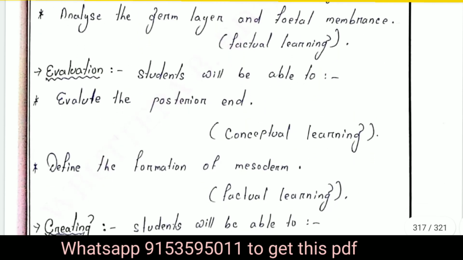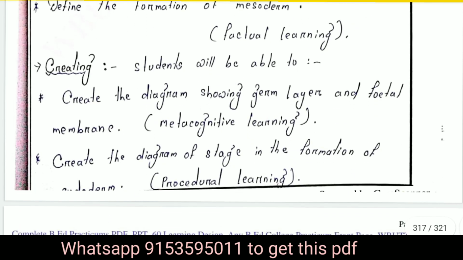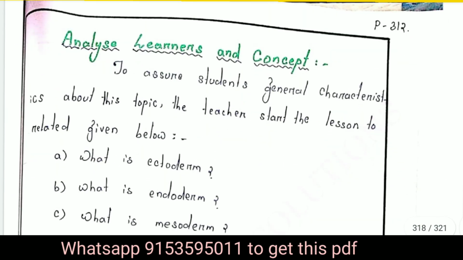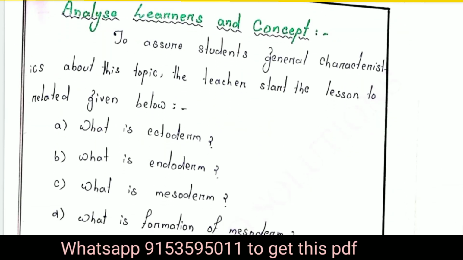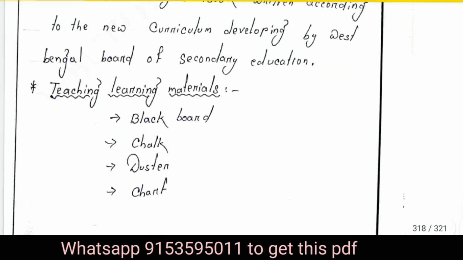Evaluating. Student will be able to evaluate the posterior end. Creating. Student will be able to create the diagram showing germ layer and fetal membrane. Create the diagram of the stages of the formation of endoderm. Analyzing learner and concept. Here some questions are as follows. What is ectoderm, endoderm, mesoderm, etc. Develop and select learning material: textbook, teaching learning material, blackboard, chalk, duster and chart.